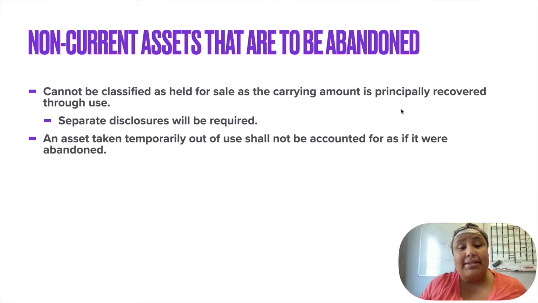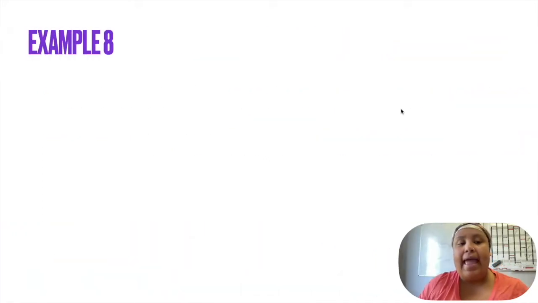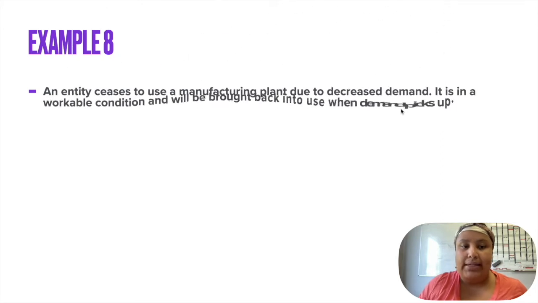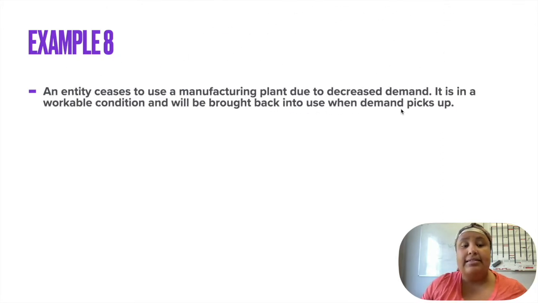Now, an asset can be taken temporarily out of use, and in that case, if it's just temporarily taken out of use, then we do not account for it as if it were abandoned. Okay, so illustrative example number 8 really demonstrates this point. Okay, it says that an entity ceases to use a manufacturing plant due to decreased demand for its product. Okay, so the plant is still in a workable condition and it will be brought back into use when demand picks up.